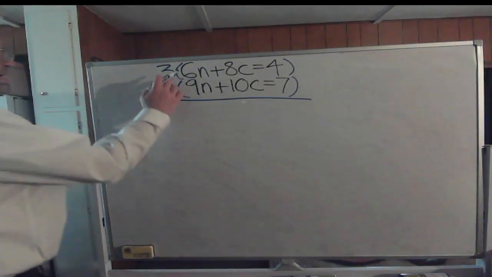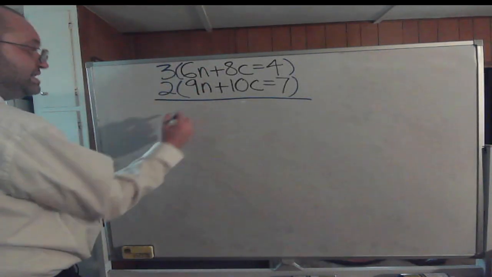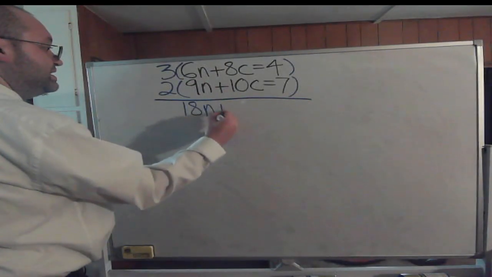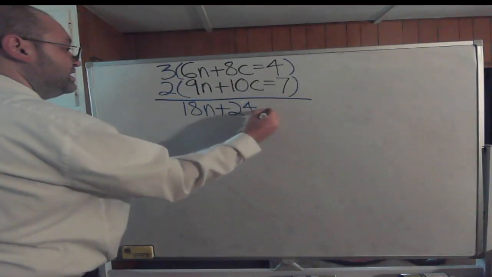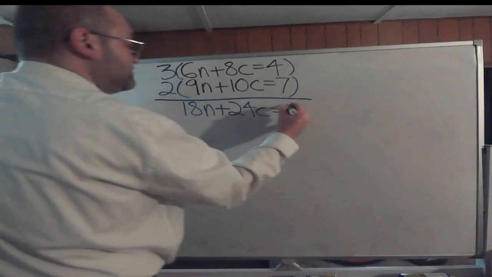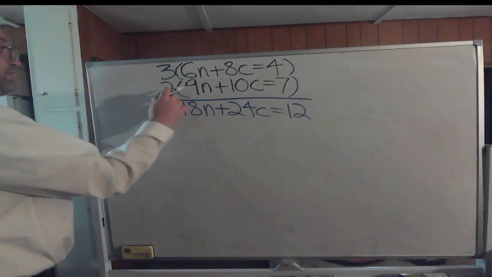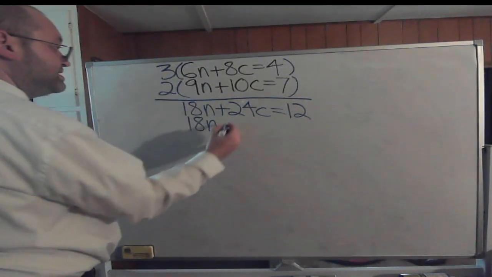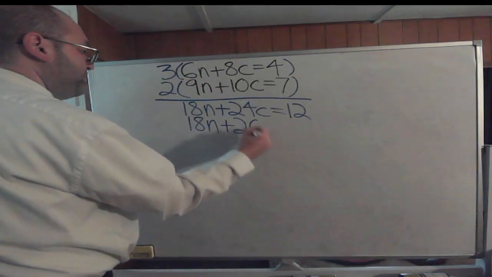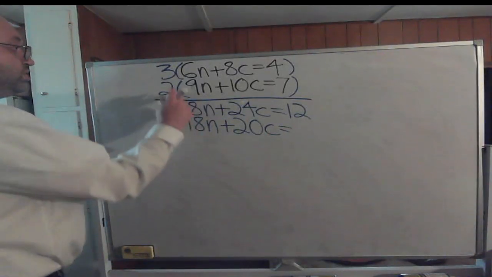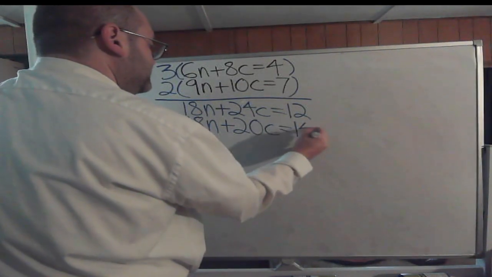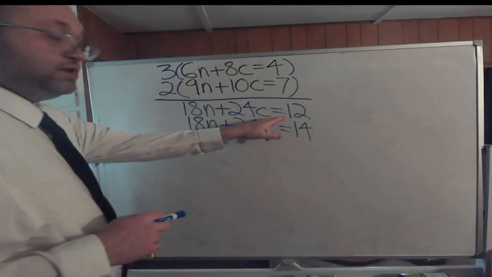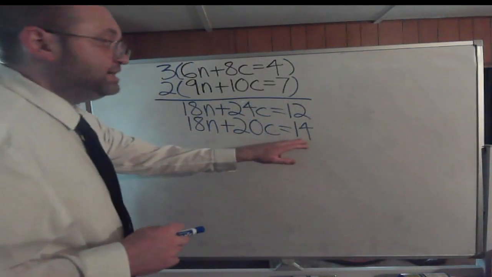So we've multiplied the first equation by 3, so 3 times 6n, that'll give you 18n, plus 3 times 8c, that would give you 24c. That would be equal to 3 times 4, which is 12. Then you have 2 times 9n, that's 18n, plus 2 times 10c, well, that'd be 20c. That's going to be equal to 2 times 7, which would be 14. So now you have 18n plus 24c equals 12. Then you have 18n plus 20c equals 14.